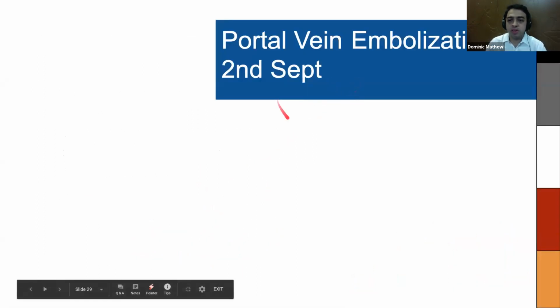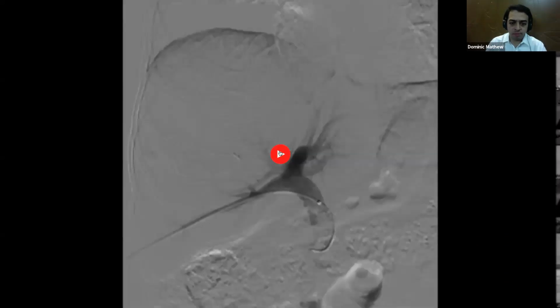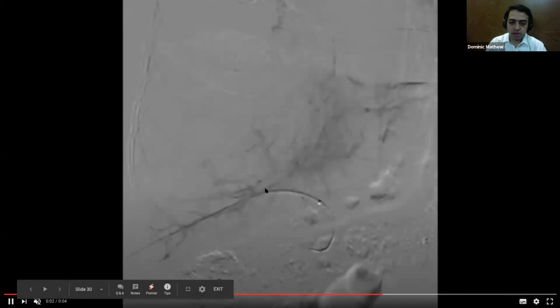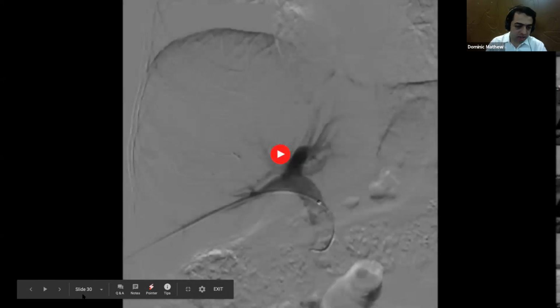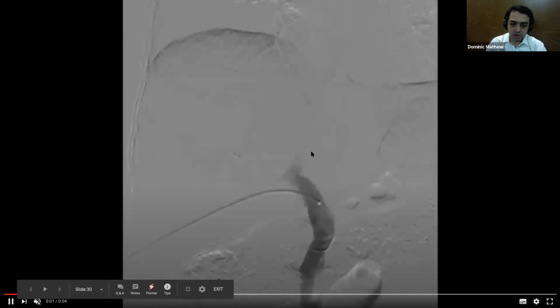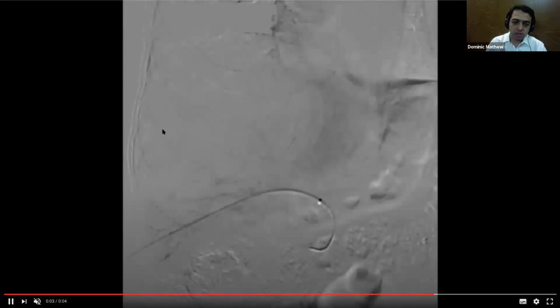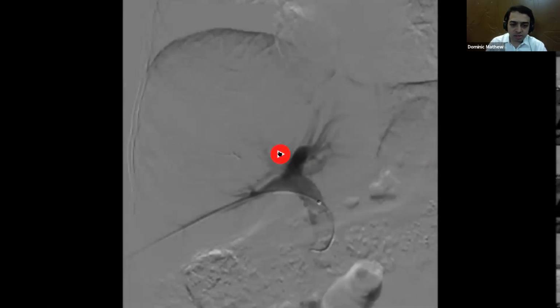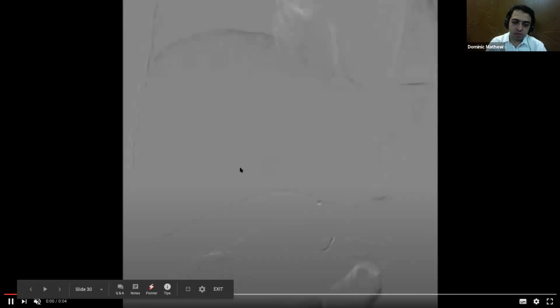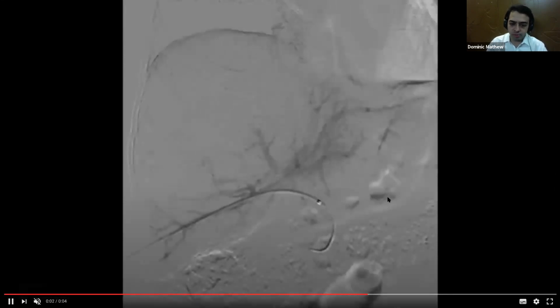So PVE was done on 2nd September. This is the portogram. This is the main portal vein, and you can see that the right and left branches are splayed. And you can see an area devoid of portal vein supply, which corresponds to the tumor in the right lobe.